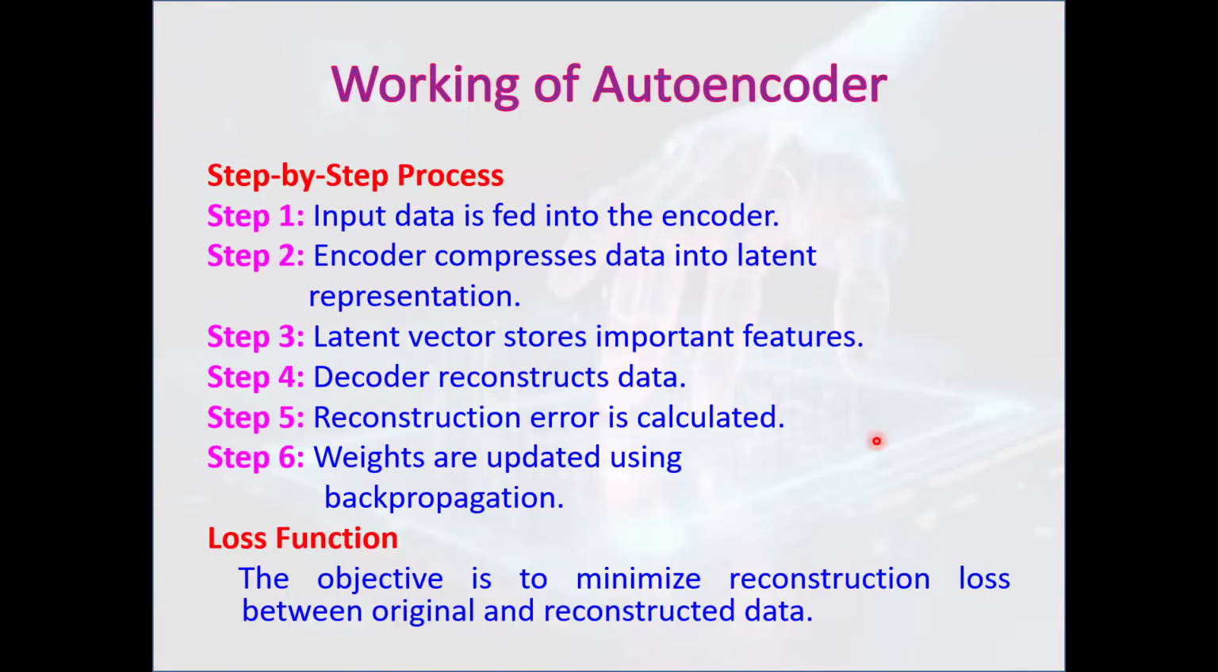Next, weights are updated using backpropagation. That is, the network adjusts its parameters using backpropagation to reduce reconstruction error and improve performance. So this is the workflow of the autoencoder, these 6 steps. Next, the loss function measures the difference between the original input and the reconstructed output. Minimizing this loss helps the autoencoder learn accurate representations.